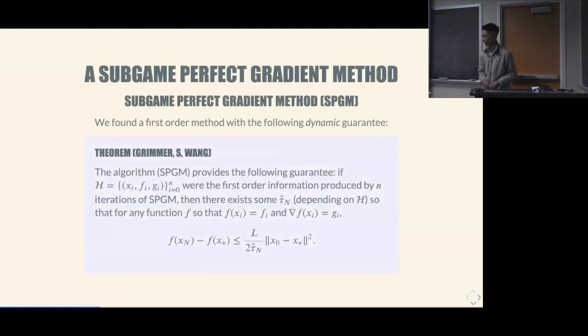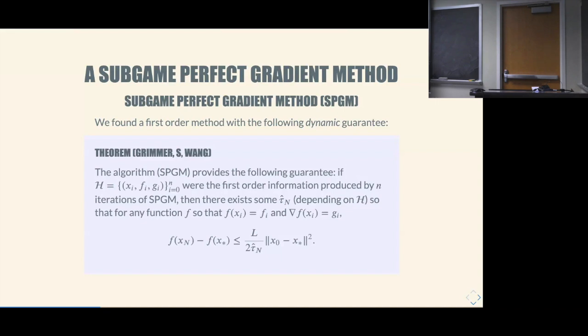So the new algorithm, which we call the subgame perfect gradient method, provides the following guarantee. Suppose that I have a sequence of triples, so query points, function values, and gradients, that come from playing this game for some number of rounds. So I choose the query points x0 through xn. Then there exists some hn hat.